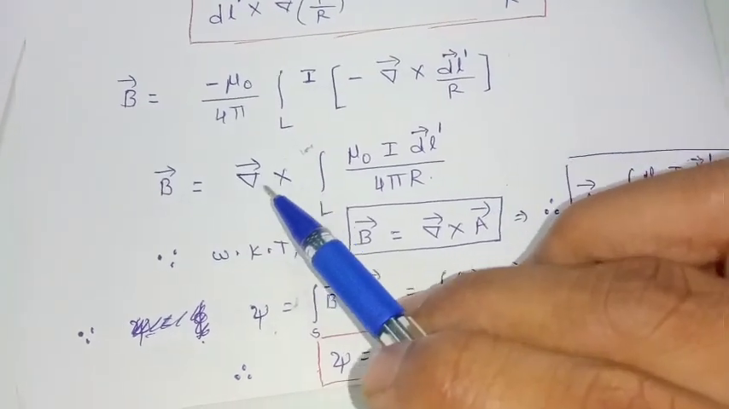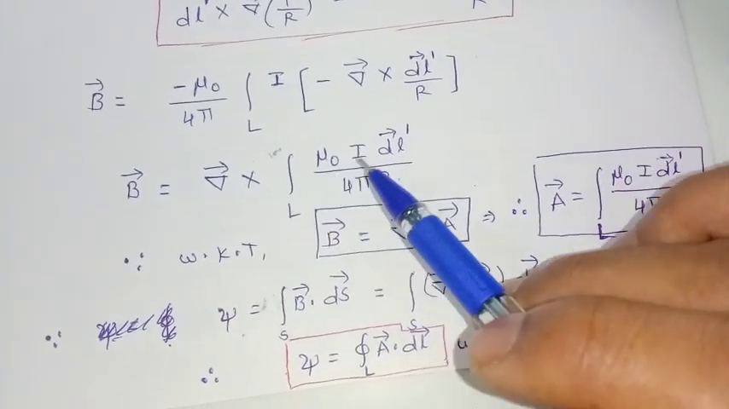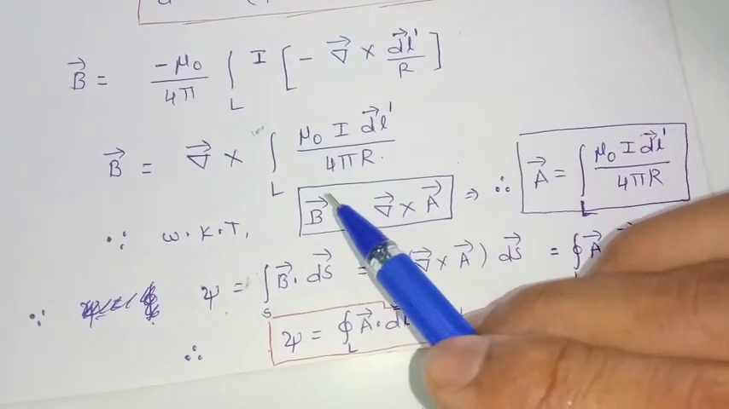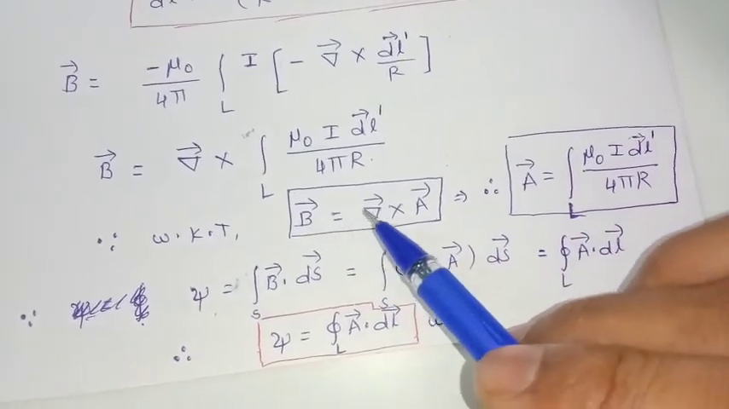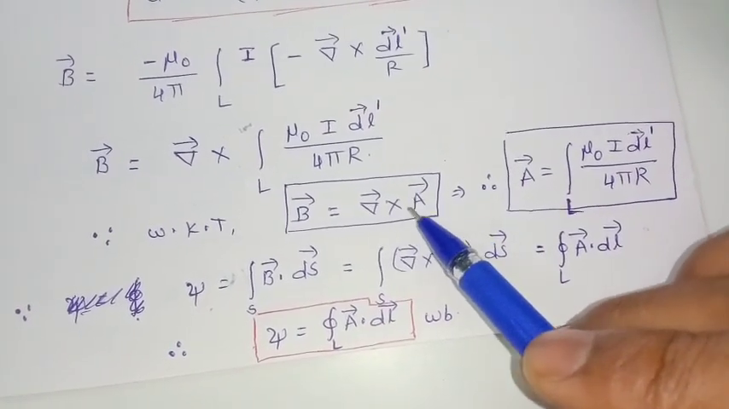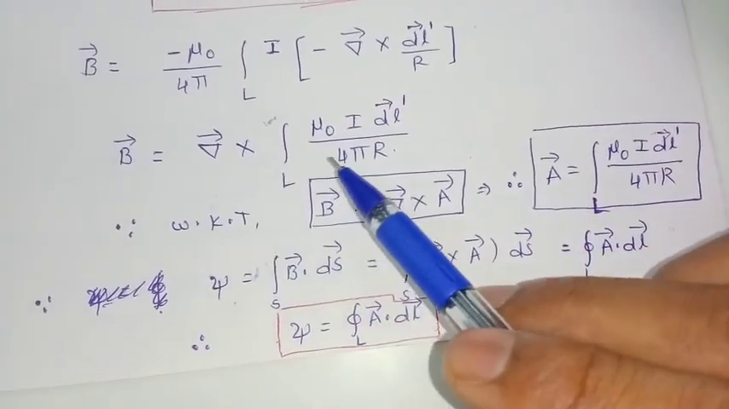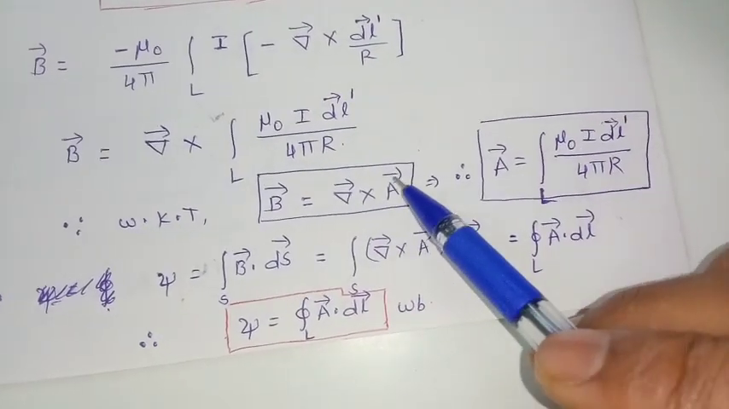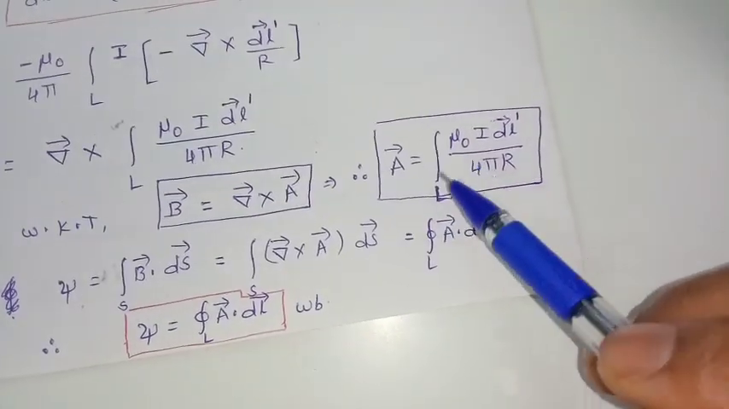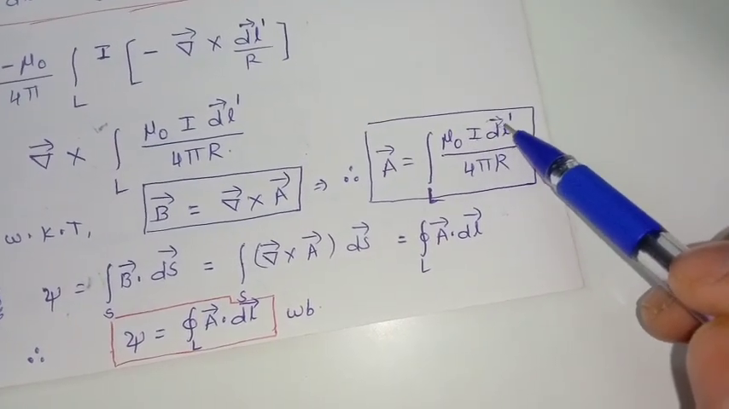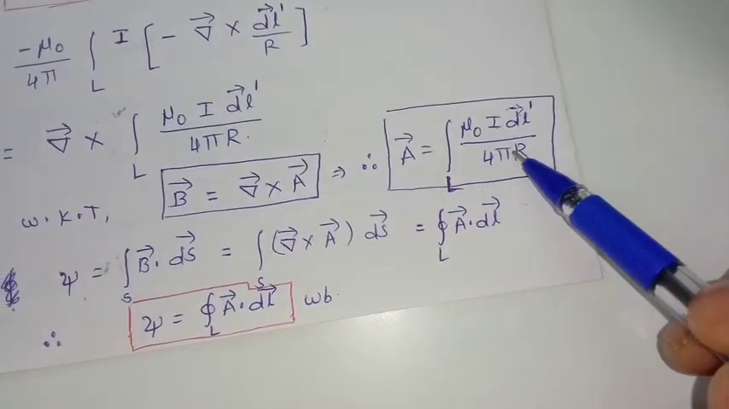B bar is equal to del bar cross line integral mu naught I times dl dash vector upon 4 pi r. We know that B bar is equal to del bar cross A bar from the definition of vector magnetic potential. By equating these two expressions, we can say that the magnetic vector potential is equal to line integral of mu naught times I dl dash vector upon 4 pi r.